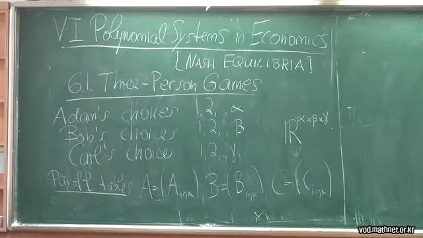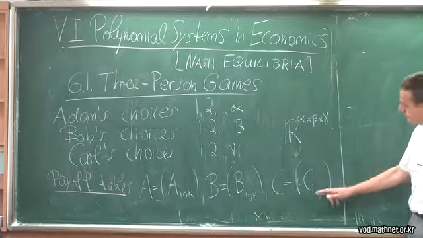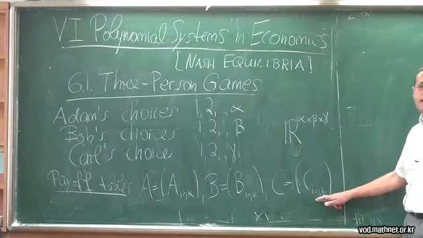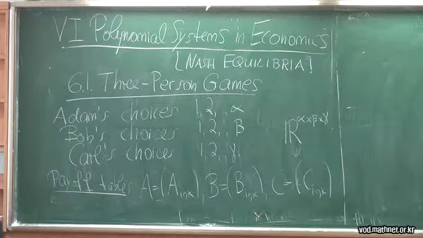Okay, what's the interpretation of these? Well, these are the payoffs. A_ijk is the amount of money, the gain, that Adam gets if he chooses i, Bob chooses j, and Carl chooses k. Let's measure the payout in dollars. C_ijk is the payout that Carl gets if Adam chooses i, Bob chooses j, and he chooses k. This could be positive or negative. There could be a positive payout or negative, which means he has a penalty.